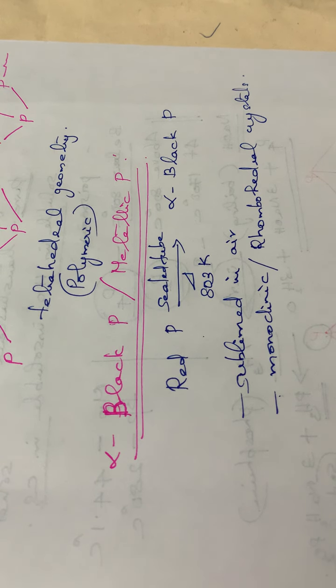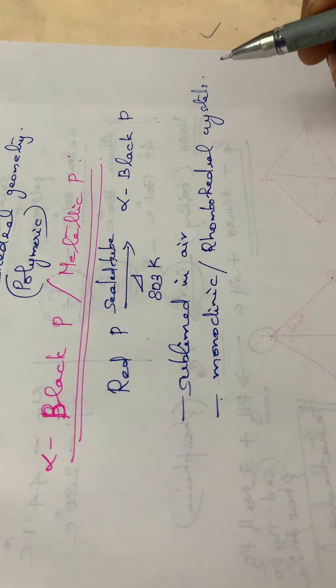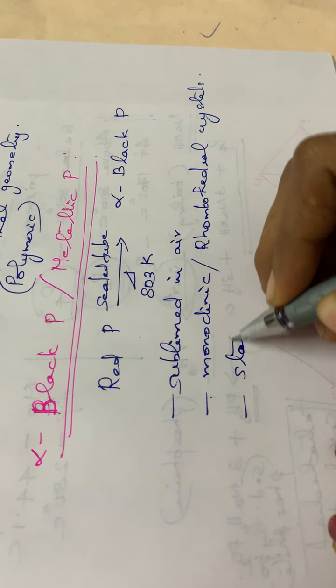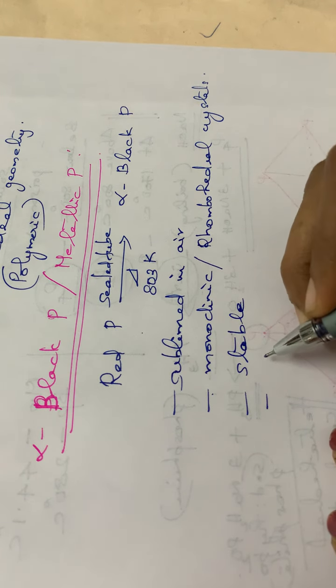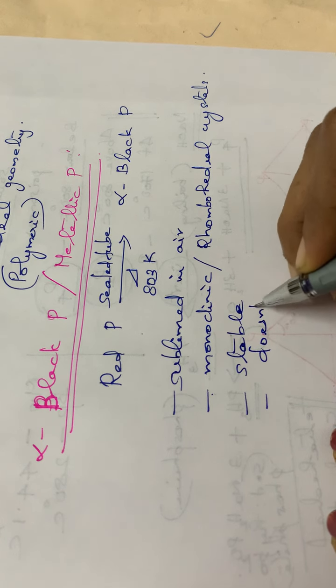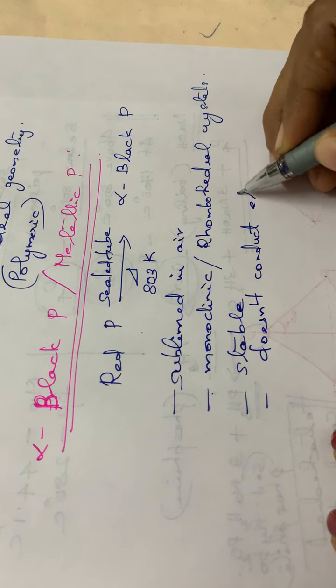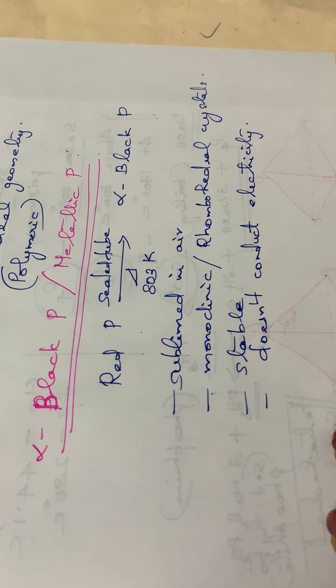Okay. So alpha black phosphorus will have a monoclinic or rhombohedral crystal, and also it is a very stable allotrope, and also it does not conduct electricity. Okay, so this is about alpha black phosphorus.